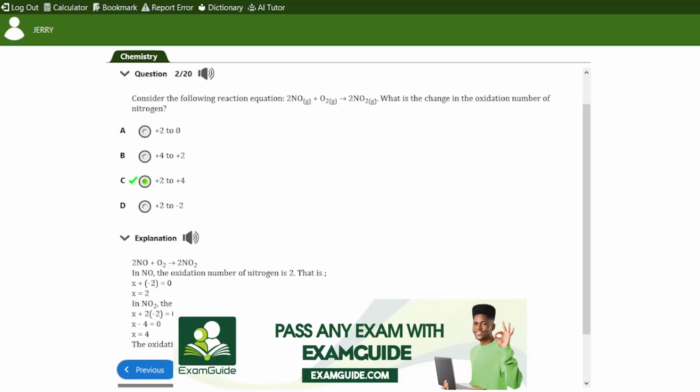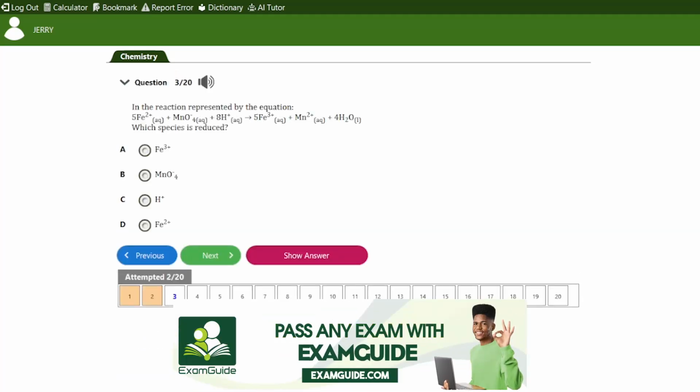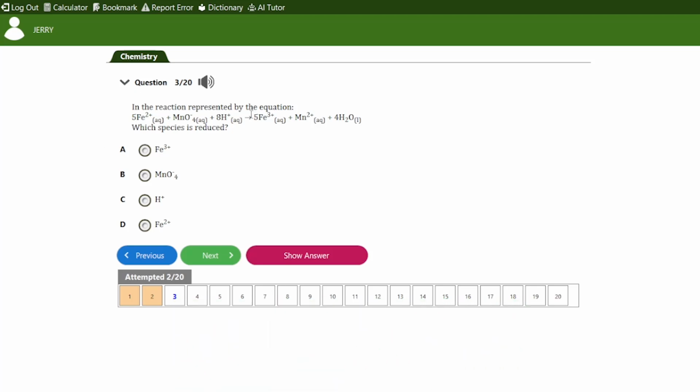And finally, look at the equation. Oh, that's fantastic. In fact, that is one of the redox equations we balanced now. In the reaction represented by the equation, look at it. Which species is reduced?